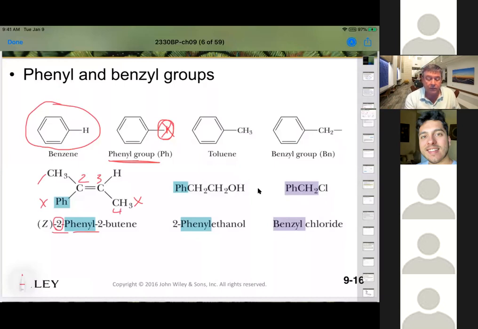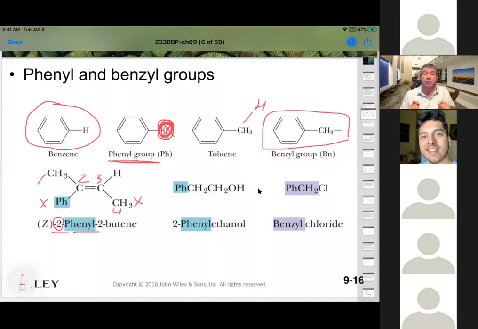However, that's only if it's directly bonded to the benzene ring. Okay. If you have something like toluene and pull this hydrogen off and hook it to something right here, this is now the benzyl group. Okay. So this is commonly known as Ph, as phenyl, and this is the benzyl group. This changes its reactivity, because this is an sp2 hybridized carbon. This is an sp3 hybridized carbon. That's why we have different names for them.